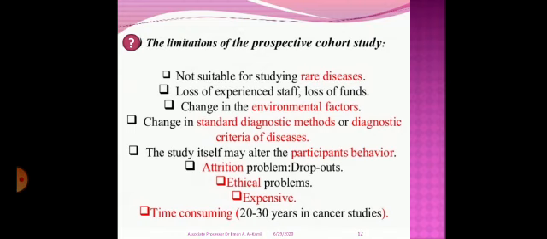Also, if there are changes in the standards and the diagnostic methods or diagnostic criteria of disease, there is what is called the International Classification of Disease. But these are not stable, they are changed every time. So if there are changes in the criteria of the diagnosis of a certain health problem which is under study, this may cause discrepancy of the results.